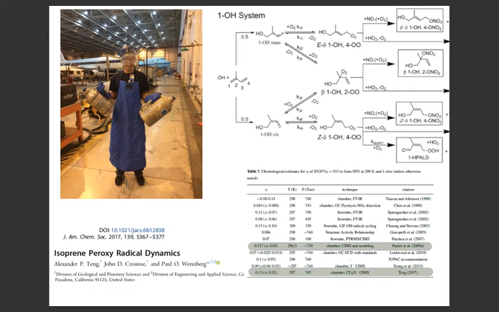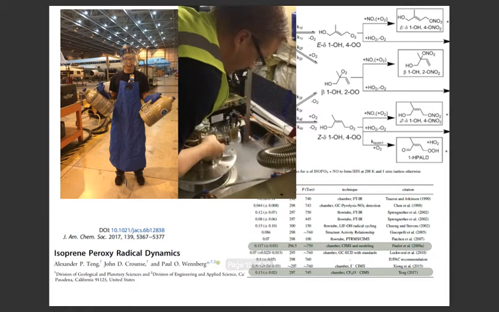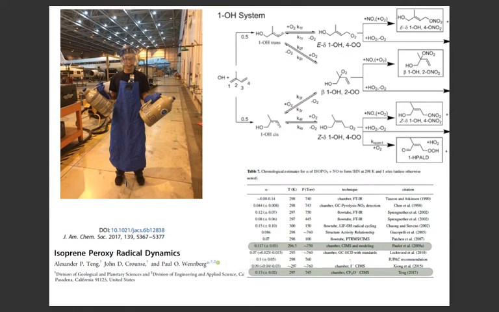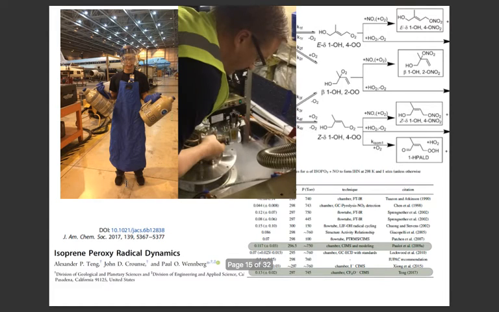Okay, this was work that was done by a really great graduate student, experimentalist Alexander Tang, and it was just published this last week in JACS. And so I refer you to that paper. But again, John Crounse was the key to making this all work, and you'll see that's a real theme.